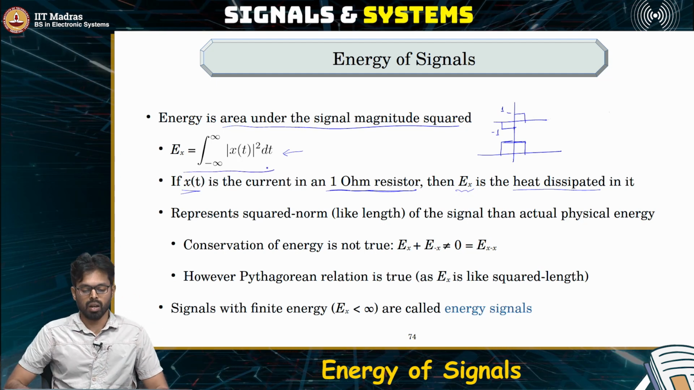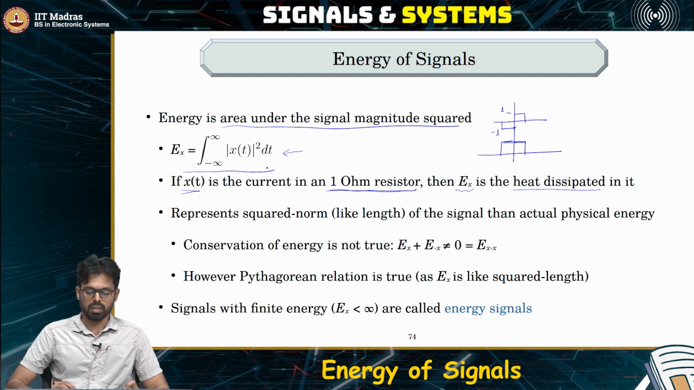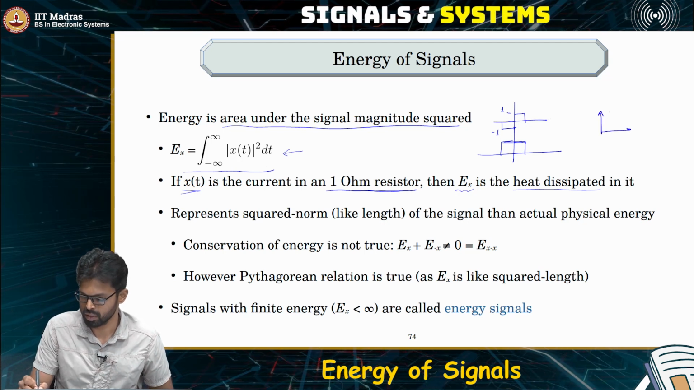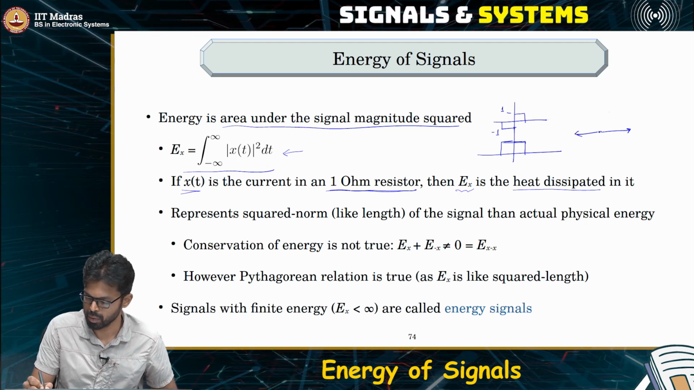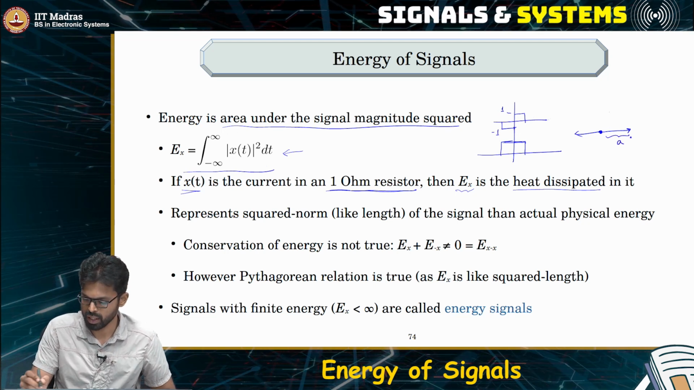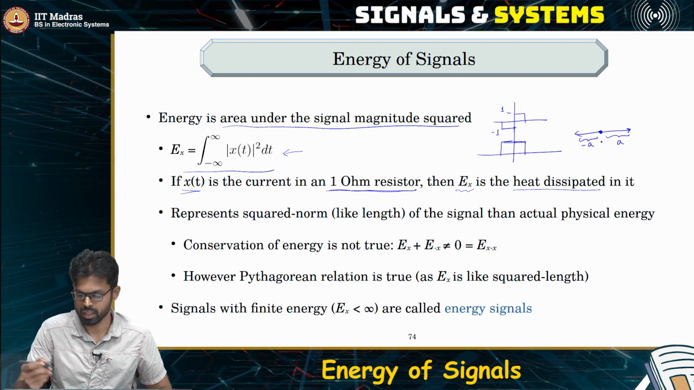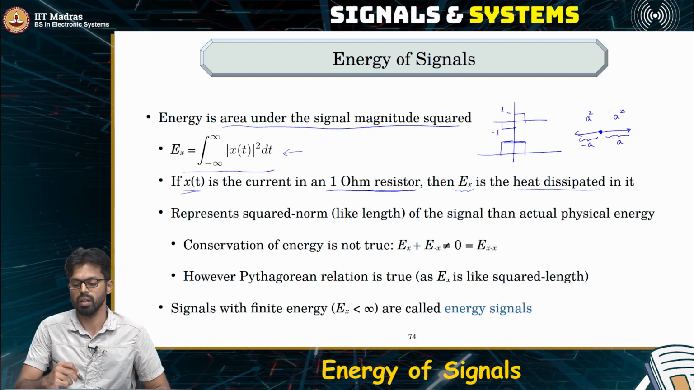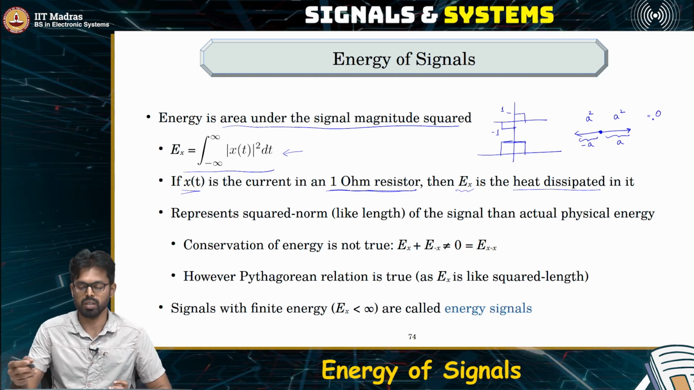The length of actual signals does not exhibit conservation of energy. Meaning, if I add two vectors, and the two vectors are in the opposite direction, the resultant vector is 0. So this vector has some length a and the opposite vector has length minus a, or the direction is minus. If you see the length, the length squared will be a square and this will be a square, but the resultant will have length 0. So there is no additivity or conservation of energy.